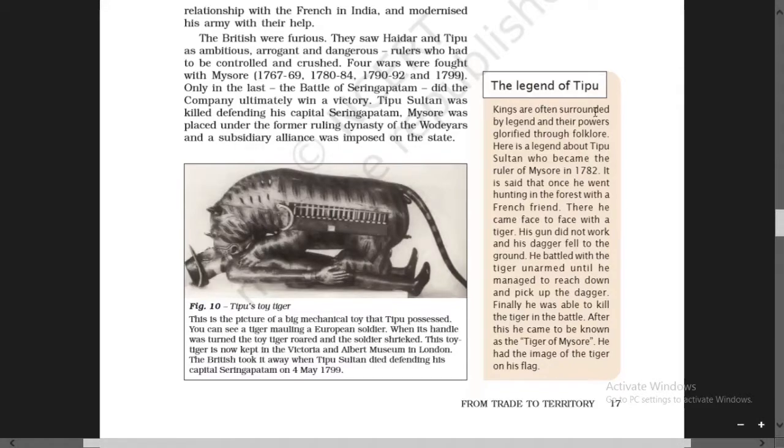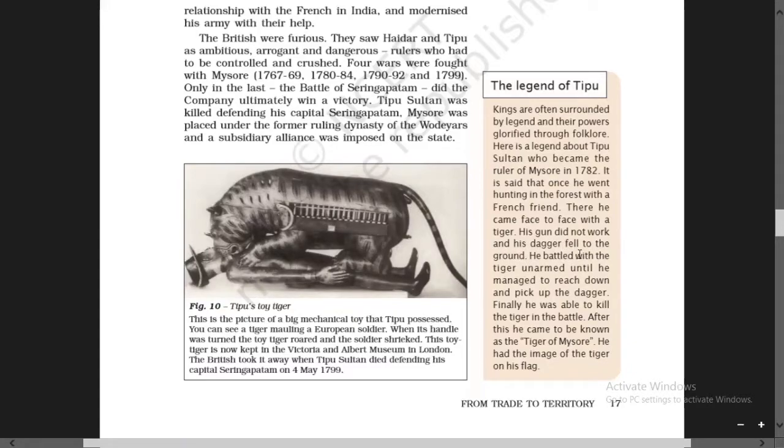Kings are often surrounded by legend and their powers glorified through folklore. Here is a legend about Tipu Sultan, who became the ruler of Mysore in 1782. It is said that once he went hunting in the forest with a friend. There he came face to face with a tiger. His gun did not work and his dagger fell to the ground.